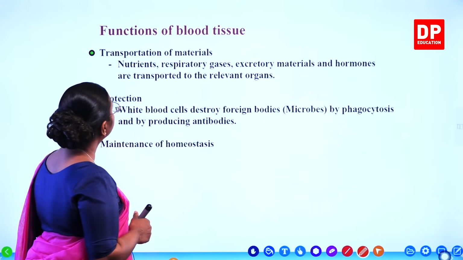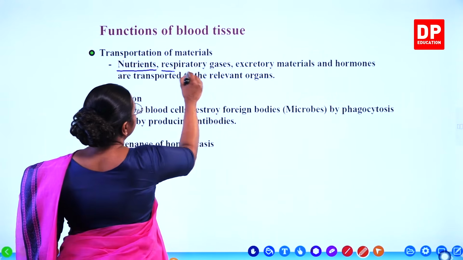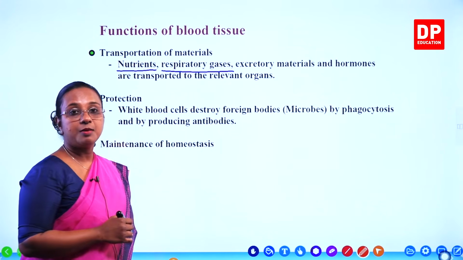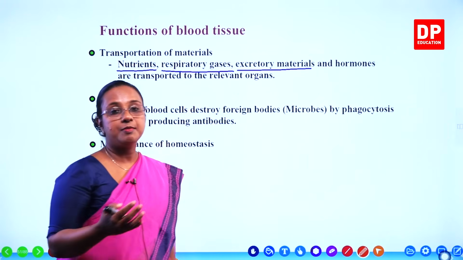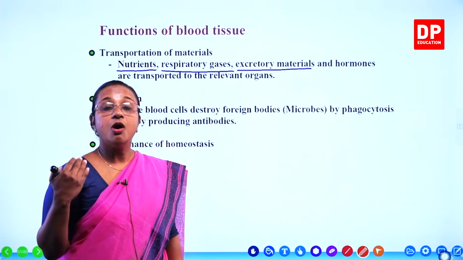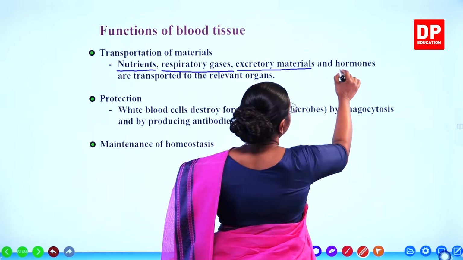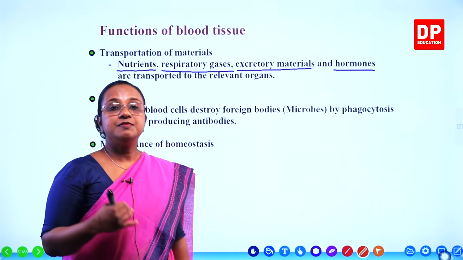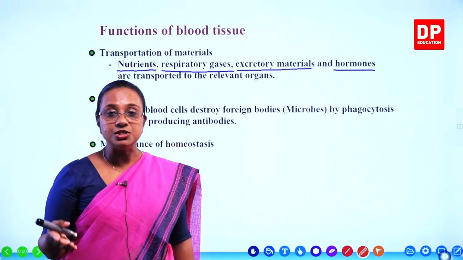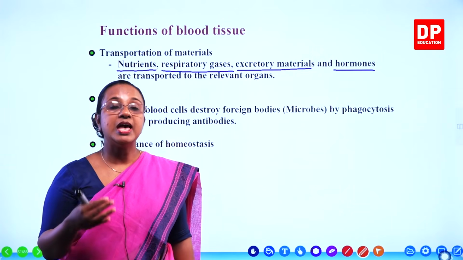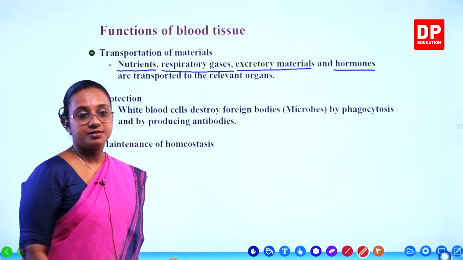So, transportation of materials: nutrients, those are the vitamins and minerals, respiratory gases, oxygen and carbon dioxide, and also excretory materials like ammonia, urea, uric acid, all these are transported by blood. And hormones. We have discussed a few examples of hormones like thyroxine, estrogen, insulin. These are different types of hormones and they are all transported by blood to the relevant organs.